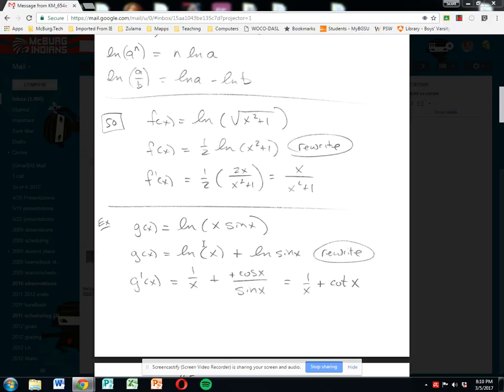If I looked at a little trig, natural log of x sine x, I separate these using that product rule. So instead of x sine x, I get ln x plus ln sine x. And then again, I use the rule about its derivative over its original, 1 over x in this case. The derivative of sine x is cosine x, so cosine x over sine x in this case, which is 1 over x plus cotangent of x.